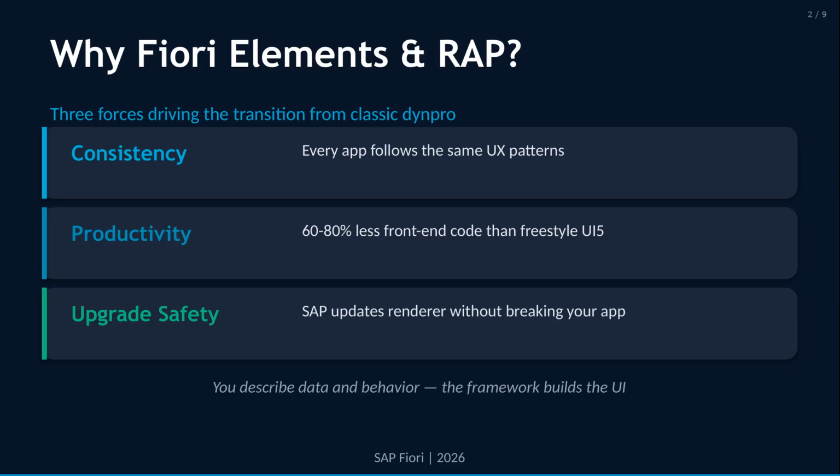Second, development speed. SAP estimates that Fiori Elements apps require 60 to 80% less front-end code than Freestyle UI5 apps because the framework generates the UI from metadata. You spend your time on data modeling and business logic, not on layout and rendering.